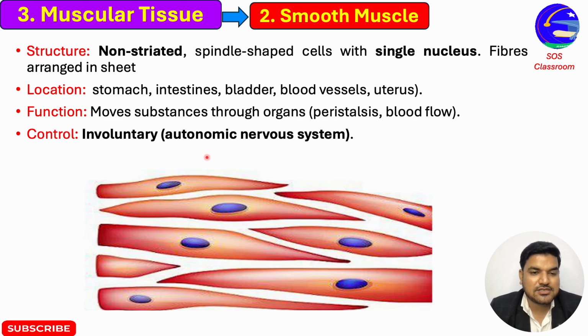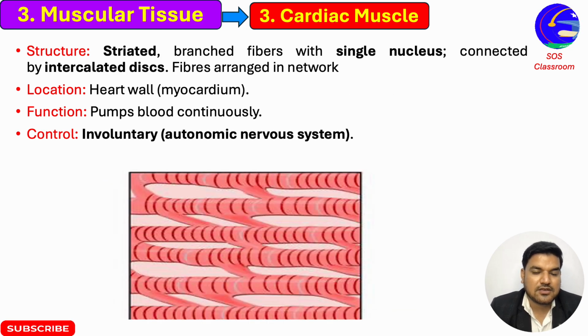So this is the involuntary means done by the autonomic nervous system. We cannot control the involuntary muscles like smooth muscles. Next is the cardiac muscles. So cardiac muscles is again striated.